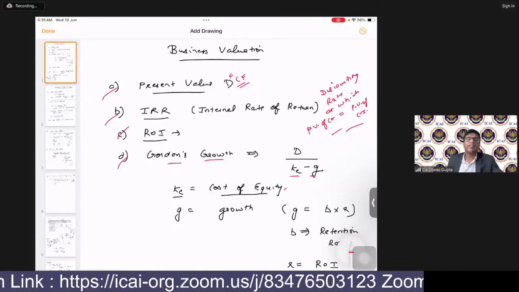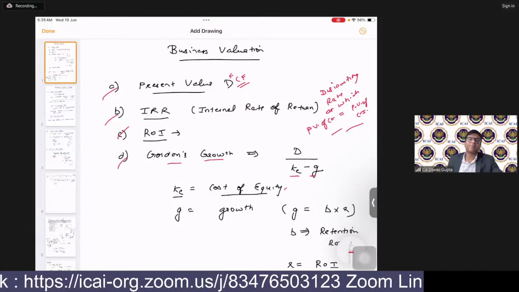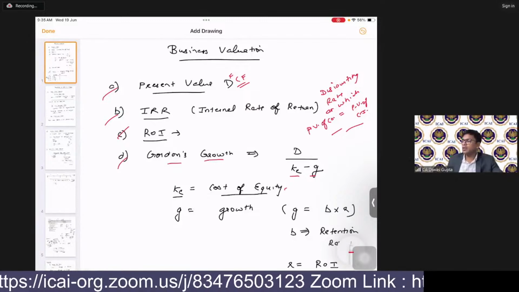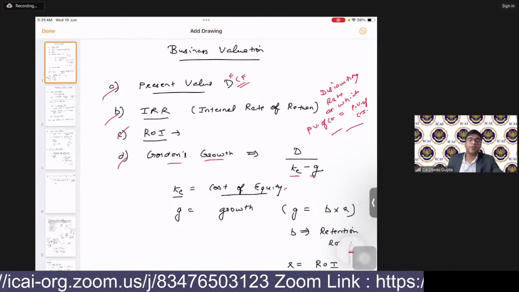Perfect. No, even net worth is also equity, right? So net worth is also equity. No, Munish is saying the same. No, no, no. Wait. Okay.